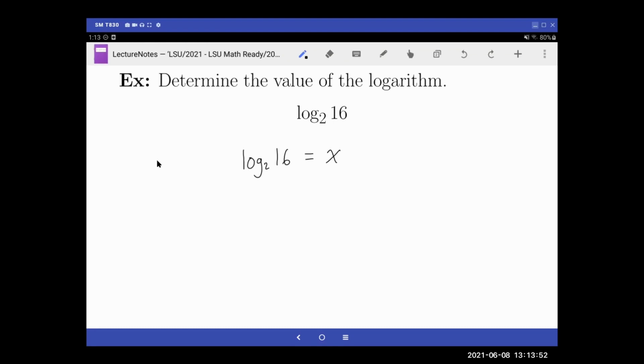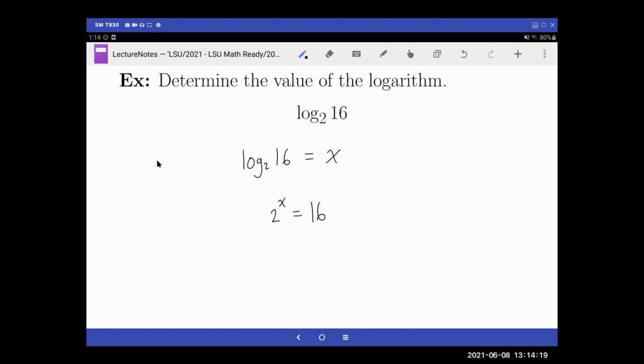Now I'm going to write this as an exponential expression because maybe that's easier to work with. My base is 2, the little 2. My exponent is what the logarithm is equal to, in this case my unknown. And it equals that other value, 16. So 2 to the x power equals 16.